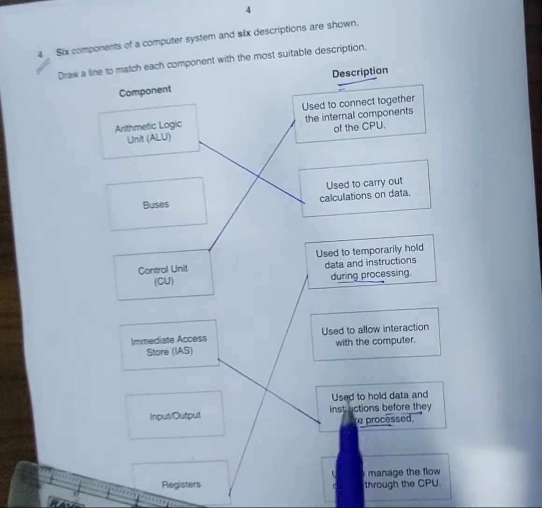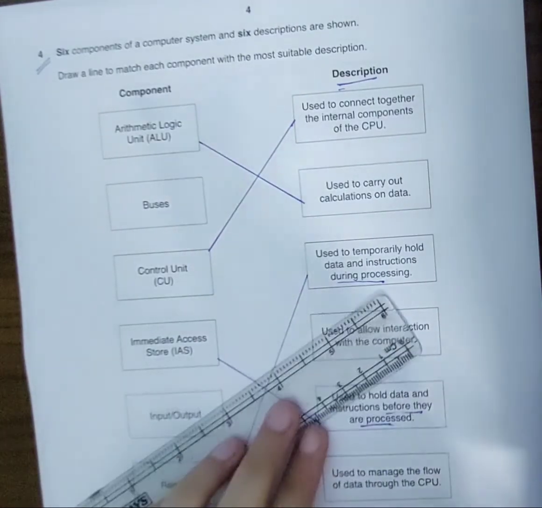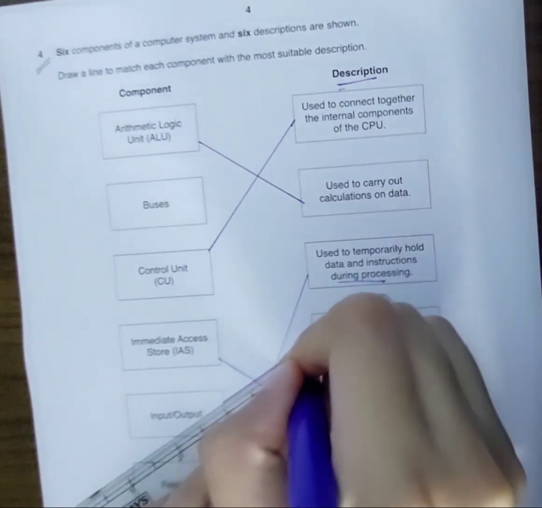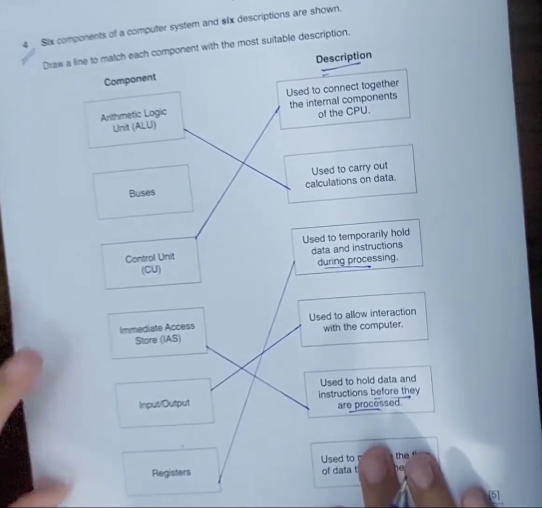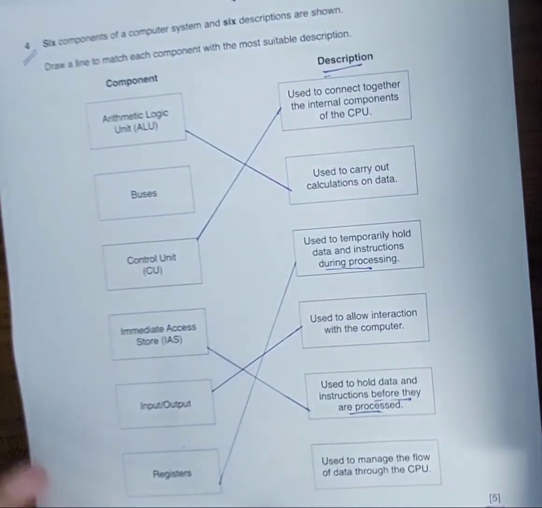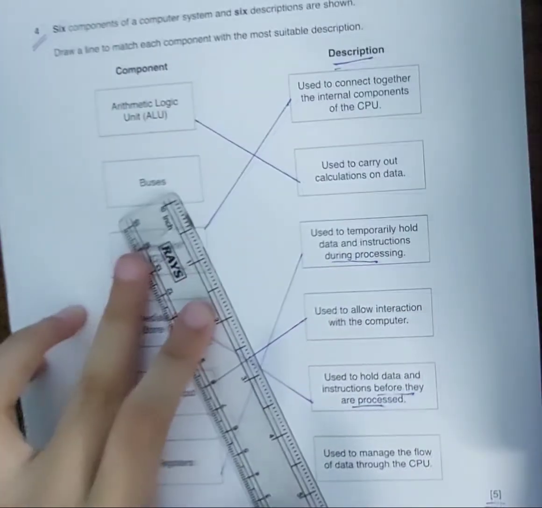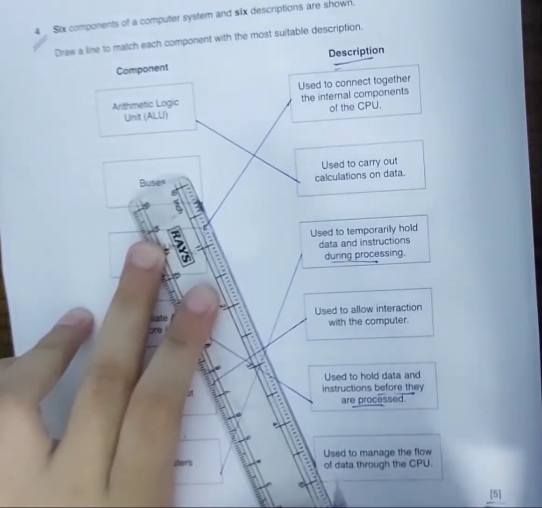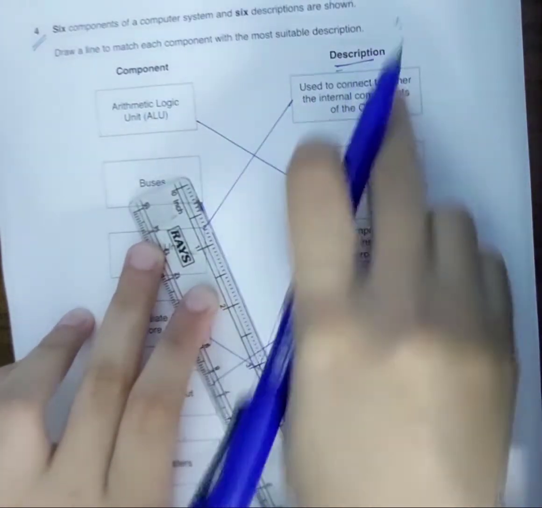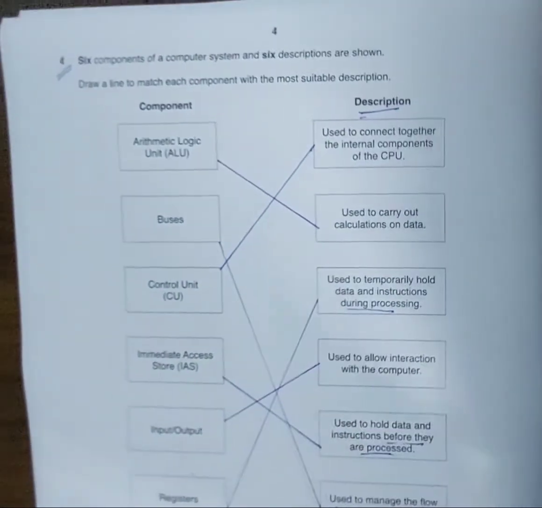Then, used to allow interaction with the computer. This is quite simple. It's not buses, it is input output, because we interact with the computer through monitors, keyboards, and touch screens, which are the input and output devices. And buses are used to manage the flow of data through the CPU. So 1, 2, 3, 4, 5, 6. Okay, done. We're done with this question.